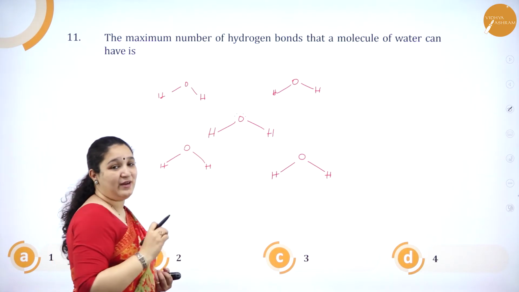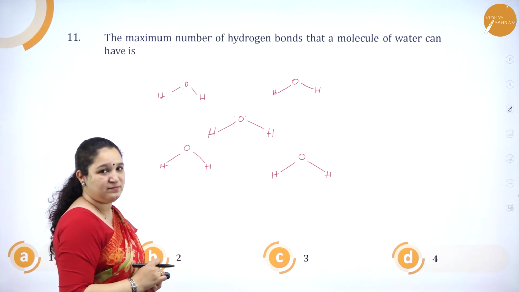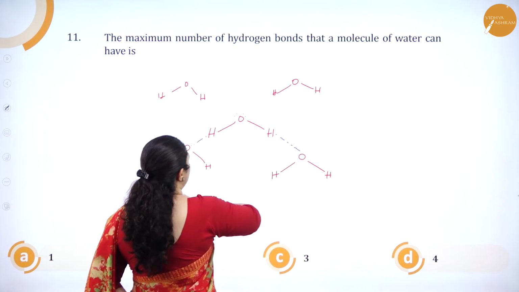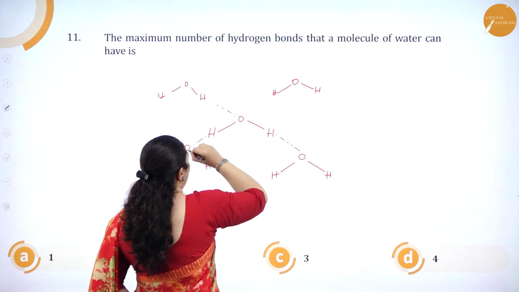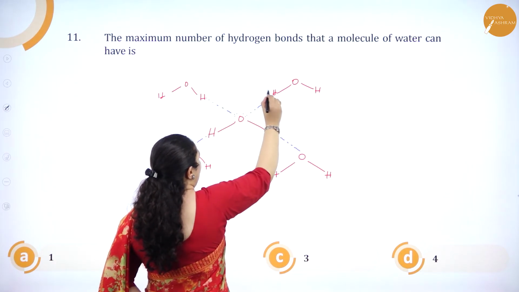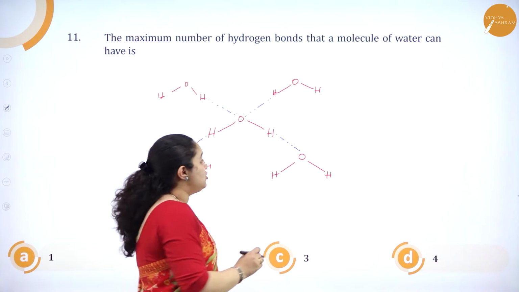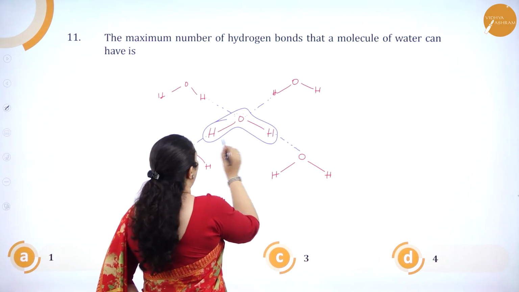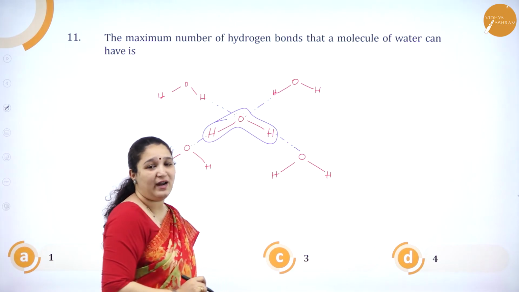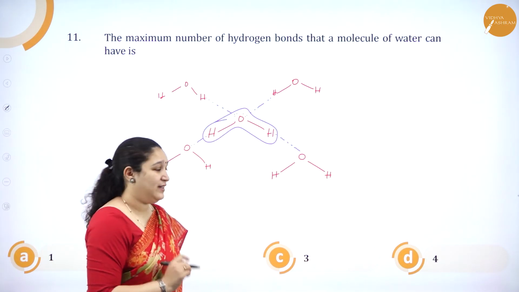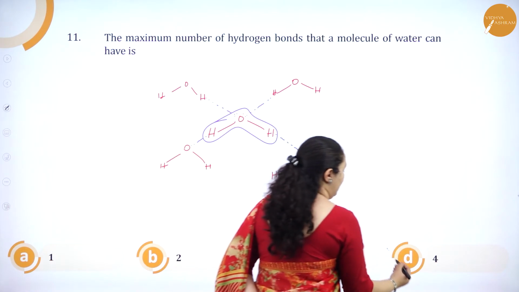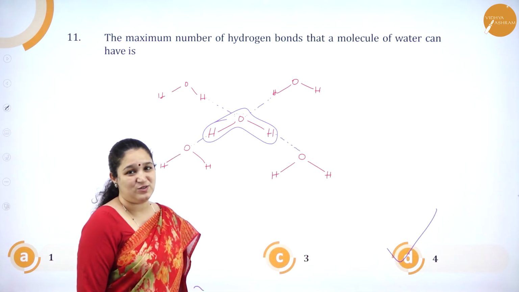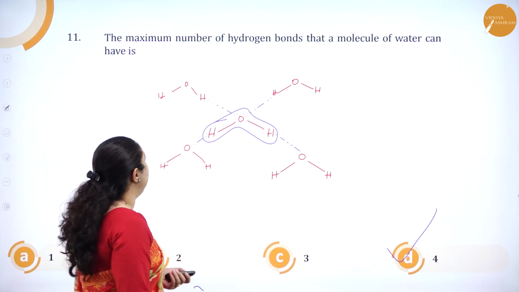And now the hydrogen bonds are formed like this. Between these two, there's a bond. Between oxygen and hydrogen, one hydrogen bond. Between the lone pair and one hydrogen, between the lone pair and another hydrogen. So every molecule of water can form 1, 2, 3, 4 hydrogen bonds. So the correct answer is 4, that is option D. I hope you have understood. We'll go to the next question.